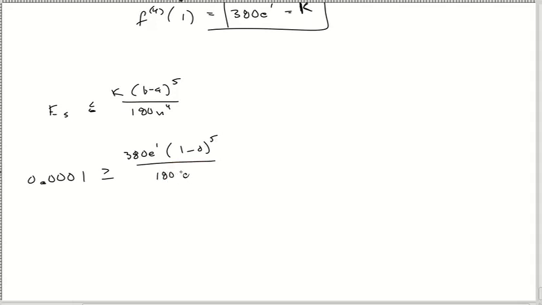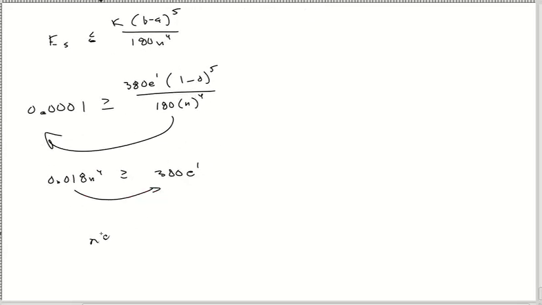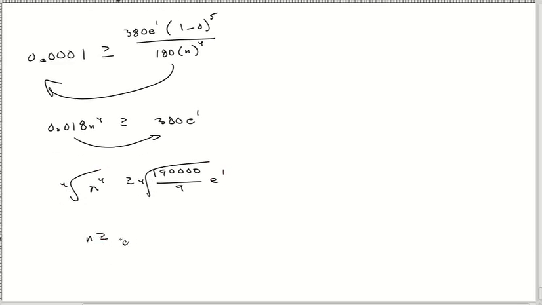So 180 n to the fourth. Multiply the other side, divide by my numbers and all that stuff. So 0.018 n to the fourth is at least 380 e to the 1. Again, that's just a 1 there, thankfully. Divide to the other side, and n to the fourth is now 1,900,000 all divided by 9 e to the 1. And then I'm going to fourth root both sides. Super awesome. And so I actually get, eventually, 15.4775, and so my n has got to be greater than or equal to 16.